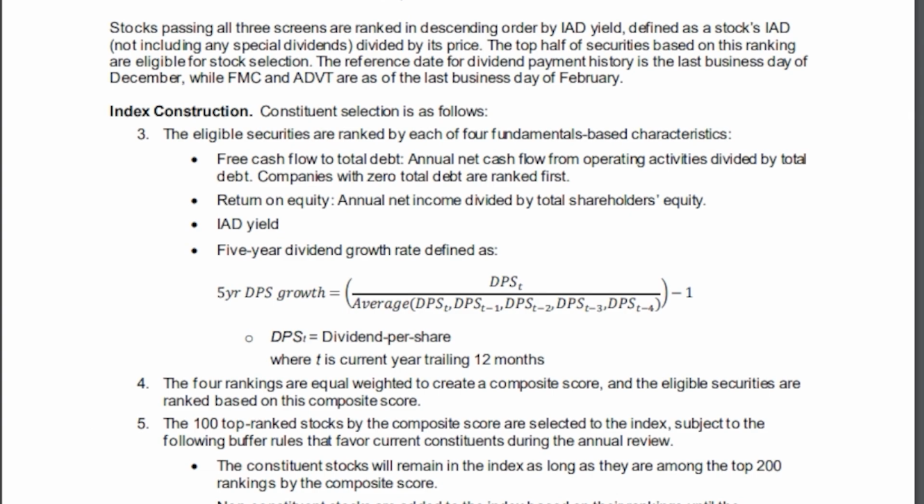And then as far as the weighting goes, it's pretty simple. It says stocks in the index are weighted quarterly, based on a capped FMC weighted approach. No single stock can represent more than 4% of the index, and no single global industry classification standard sector can represent more than 25% of the index, as measured at the time of index construction, annual rebalancing, and quarterly updates.